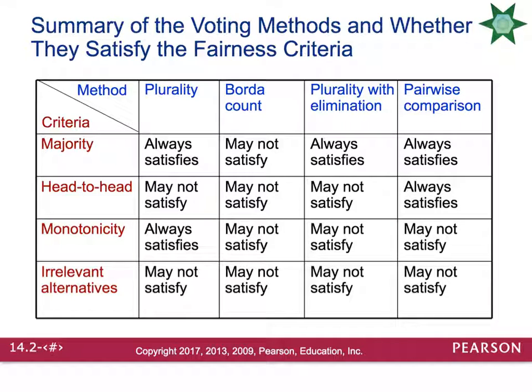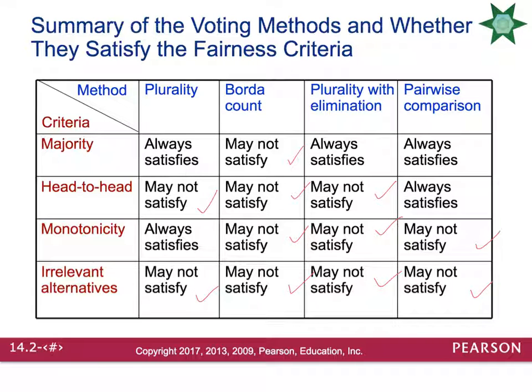So this is just a summary of the voting methods and whether they satisfy the fairness criteria. Notice the plurality voting method. It can have issues in a head-to-head competition. It can also have issues in irrelevant alternatives. The Borda count voting method has issues all the way across the board with all 4 fairness criteria. The plurality with elimination is going to have issues everywhere except the majority vote. And then the pairwise comparison has issues for monotonicity and irrelevant alternatives.